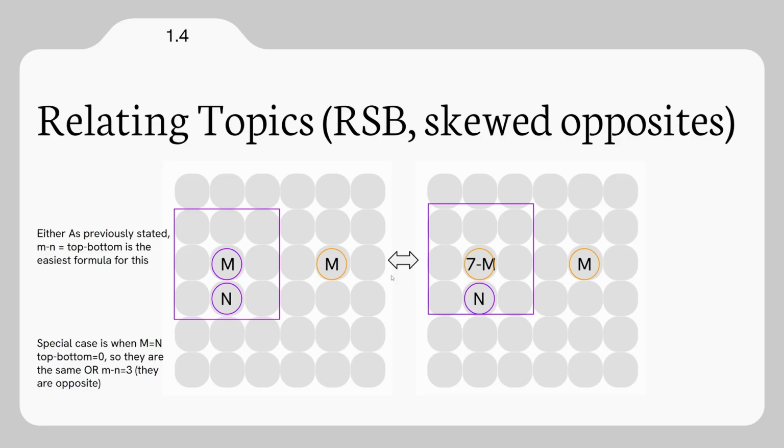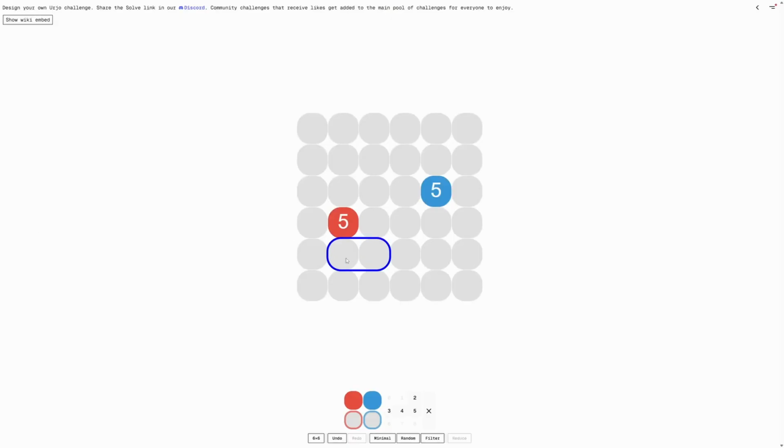The special cases are when the numbers are the same, the top minus the bottom equals 0, so the top and the bottom are the same, or when one number minus the other number is 3, then they are the opposite. Let's quickly go back into Urjo/new so we can take a look at how this looks. Okay, so we start off with the numbers being the same, and as you can see, you must have the exact same on the top as on the bottom.